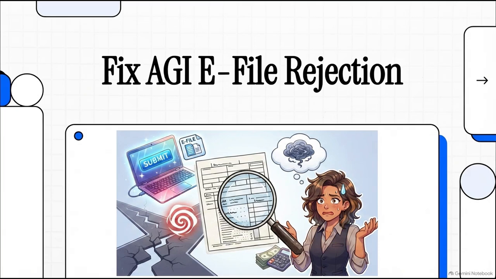Imagine hitting submit on your e-file, feeling the relief of taking taxes off your to-do list, only to get rejected. Yeah, it's the absolute worst. But don't panic. Let's dive right into why an incorrect AGI might be the culprit here, and more importantly, how to swiftly fix it. Welcome to today's Explainer, where we're going to untangle one of the absolute most common and definitely most frustrating roadblocks of tax season.